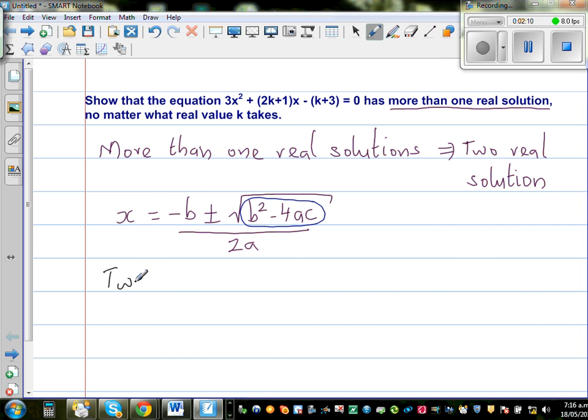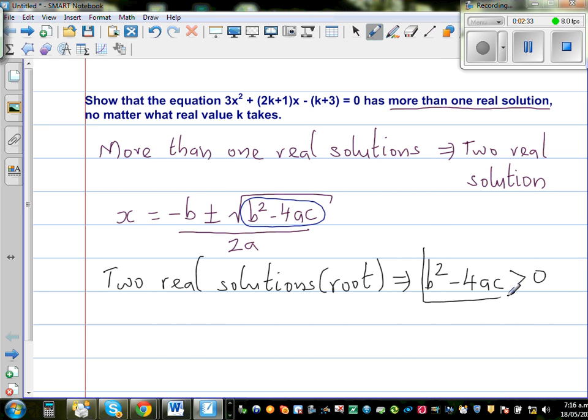So when you say there are two real solutions or roots, what does that mean? In some books they call them roots. They're one and the same thing. Two real solutions means this has to be a positive number. B squared minus 4ac should be greater than 0. If it is positive, you'll have two numbers, plus something or minus something. If it's negative, you cannot find the square root of a negative number in real numbers. And if it is 0, you'll have only one solution.